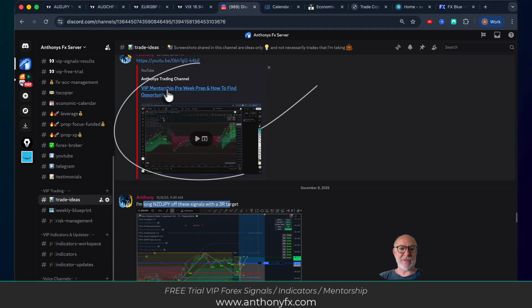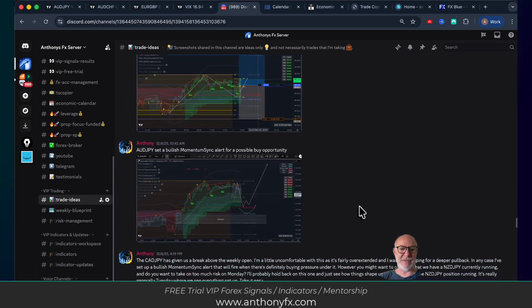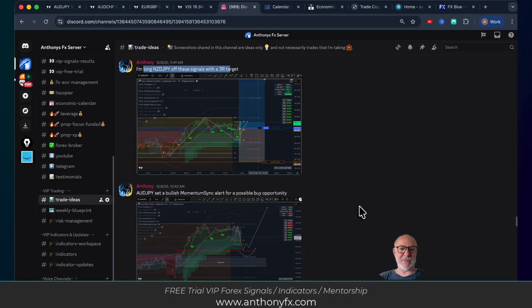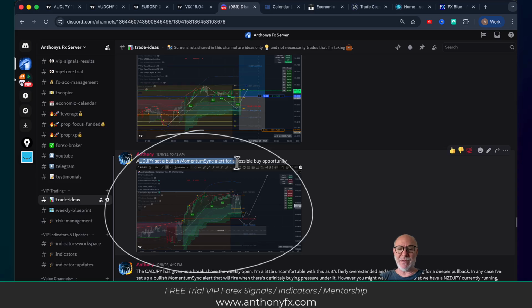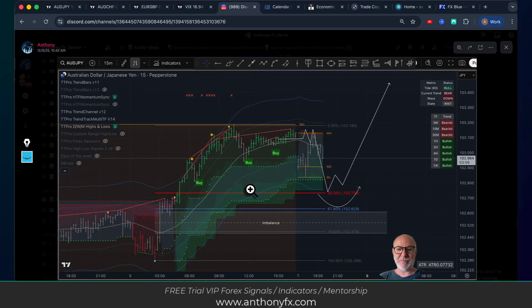Also, you're getting daily mentorship videos, how to find opportunities, pre-week prep, our strategy, how to use the indicators. Now, we had a New Zealand yen and Aussie yen. Look, here's an example of how easy this is. Aussie yen set a bullish momentum sync alert for a possible buy opportunity. That's what I post. We're looking for a bullish momentum sync alert.